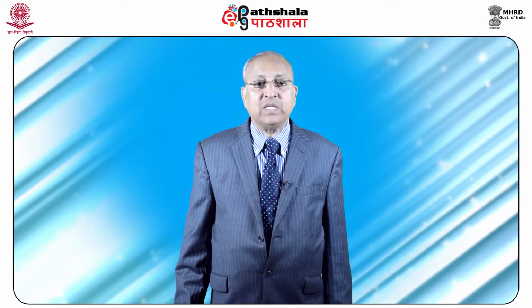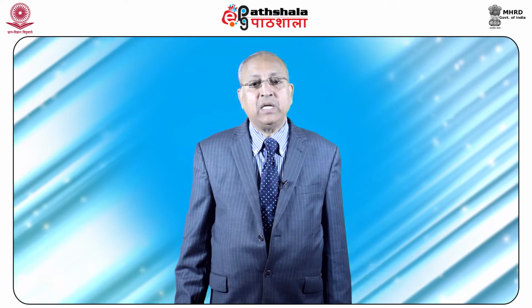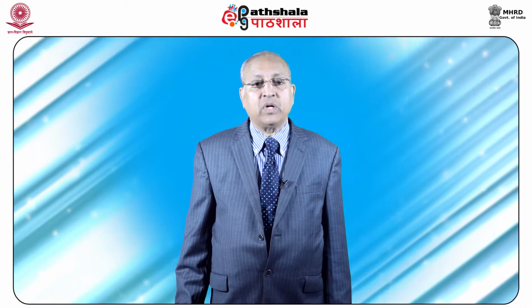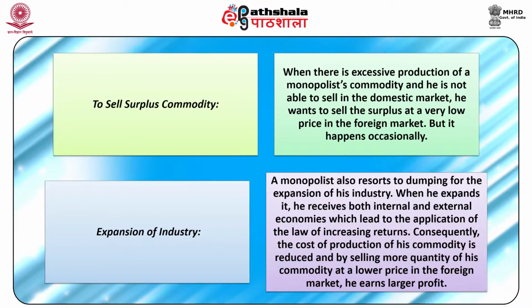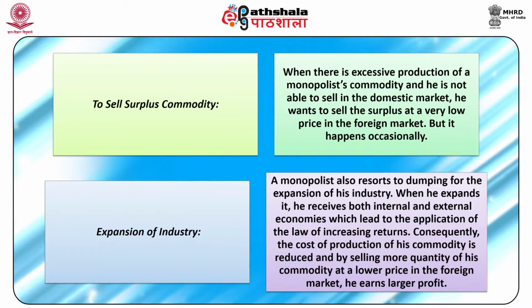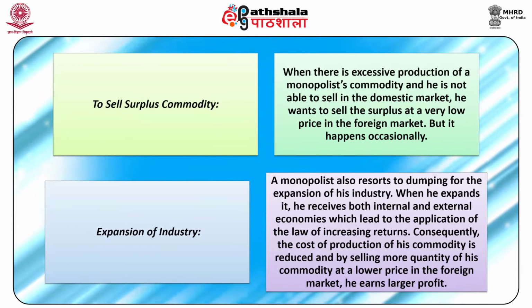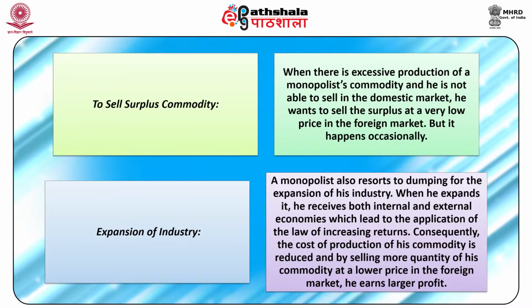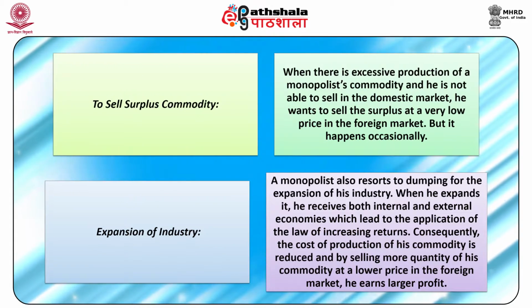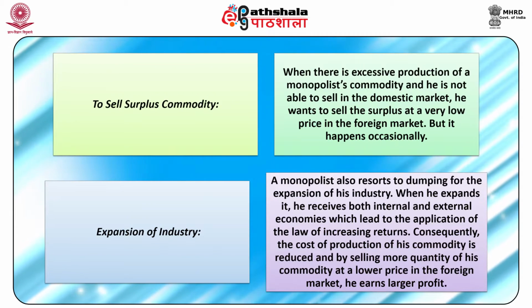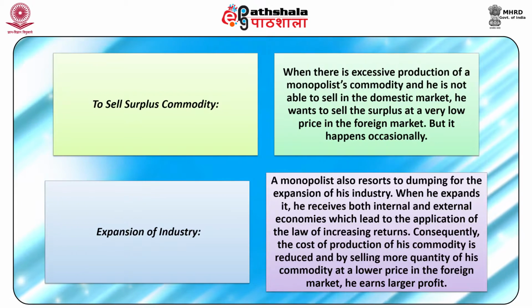For this, he often sells his commodity by incurring a loss in the foreign market. To sell surplus of the commodity: when there is an excess of production of a monopolist's commodity, he is not able to sell it in the domestic market, but he wants the surplus to be sold at a very low price in the foreign market. But this happens rather occasionally.